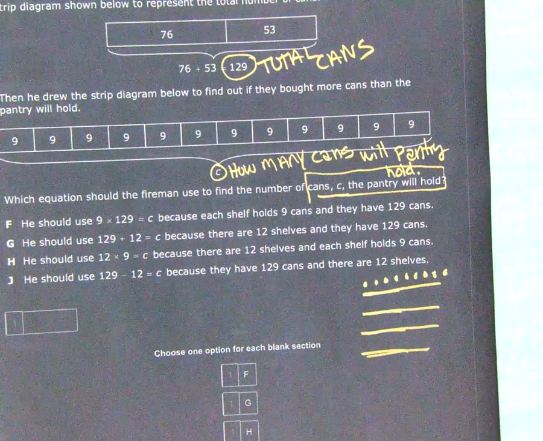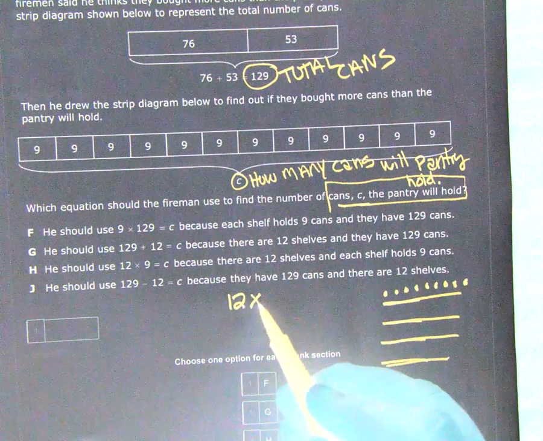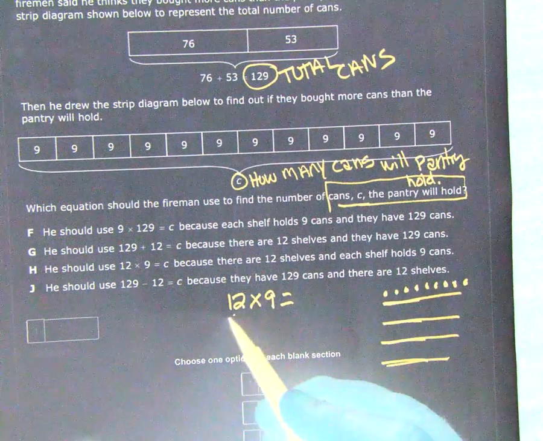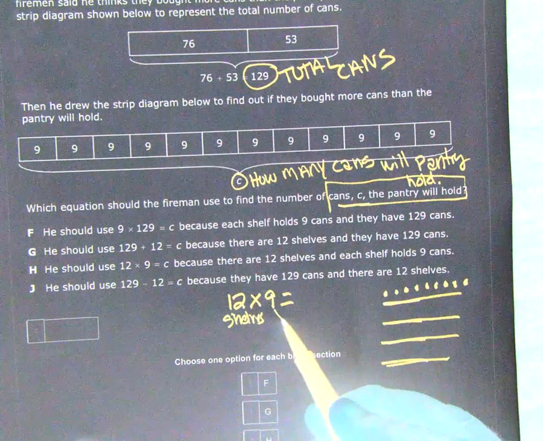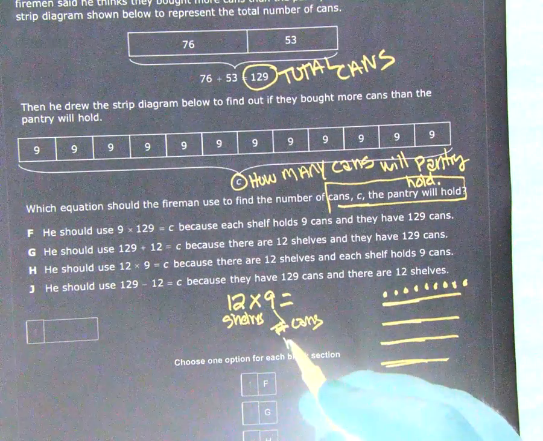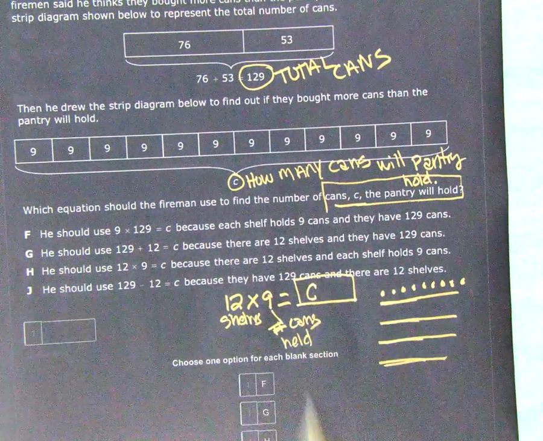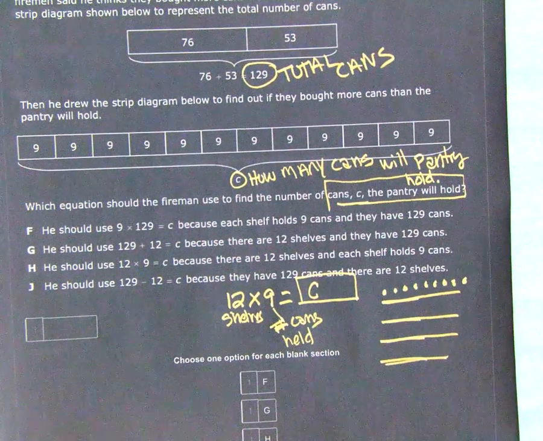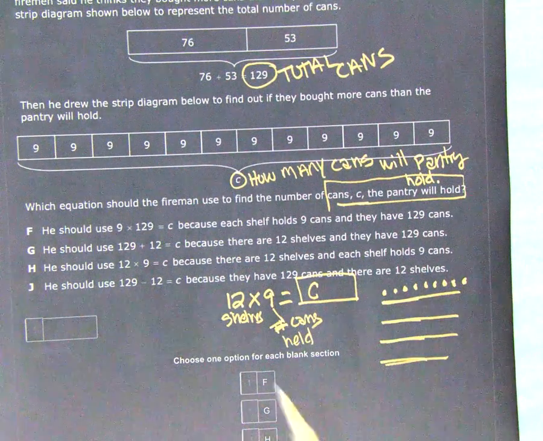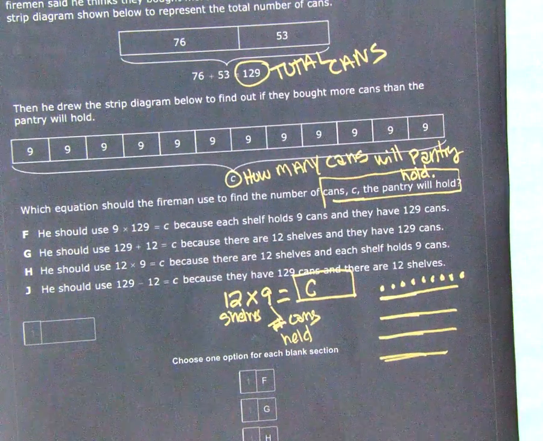If I had to add all these together, for each shelf, which is 12, there's a better way to do repeated addition, that's multiplication. So I would take the number of shelves, 12 shelves, and I would multiply that by the number that each can hold, which is 9. And that would give me what? If I multiplied 12 shelves times the number of cans held, it's going to give me C. How many cans will the pantry hold? Well, this will tell me. If there's 12 shelves and each shelf holds 9 cans, if I multiply those two together, I'm going to find out how many we can hold. So look at your answer choices and see which one matches what you see here. Good luck. Let's go to number 3.